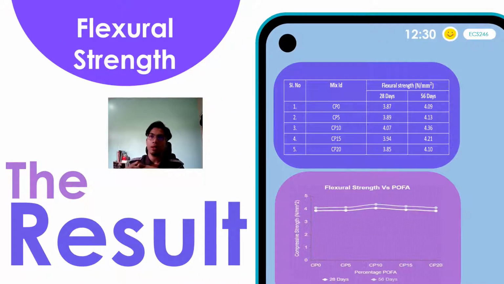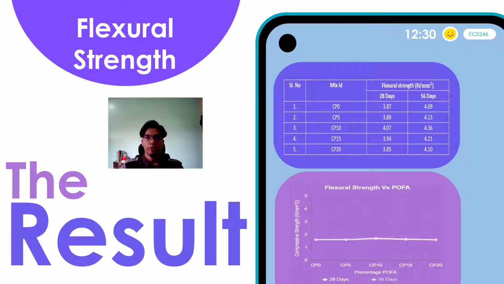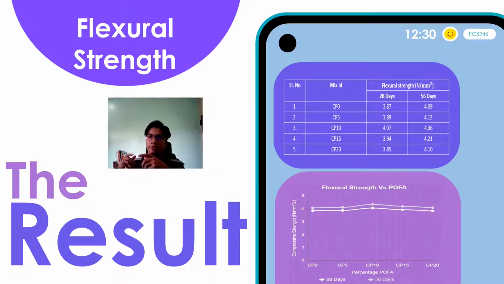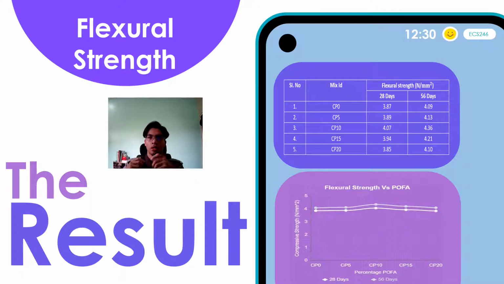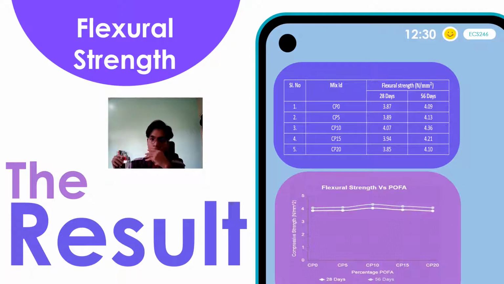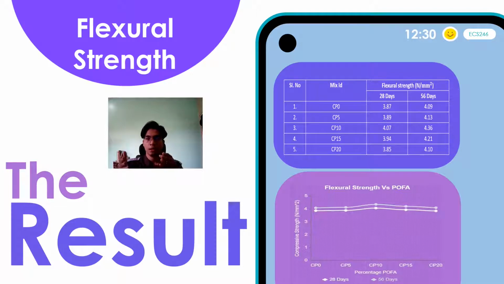Strength test result in our research, we've got 28 days and 56 days. For 28 days there are 3.87, 3.89, 4.07, 3.94 and 3.85 Newton per millimeter square respectively. And for the 56 days, 4.09, 4.13, 4.36, 4.21 and 4.1 respectively. And as the graph shown in the slide, there are compressive strengths versus percentage of palm oil fuel ash.